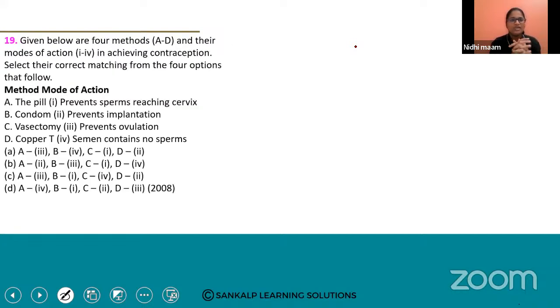Next question. Given below are 4 methods of contraception. Here they have given 4 methods of contraception, and on this side they have given how each one achieves contraception, that is, what each one does. So here you have to answer which is right. You have to match the following and answer the question. The pill, condom, vasectomy, copper T. Prevents sperm reaching the cervix, prevents implantation, prevents ovulation, semen contains no sperms.